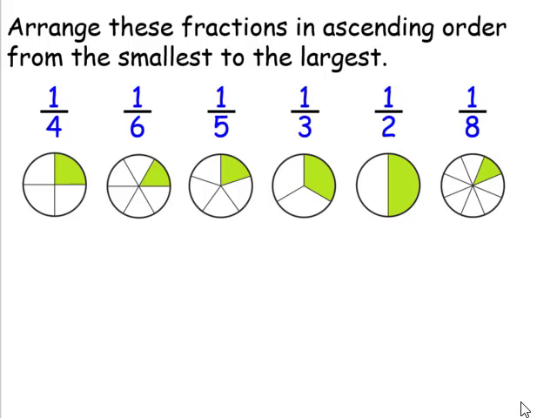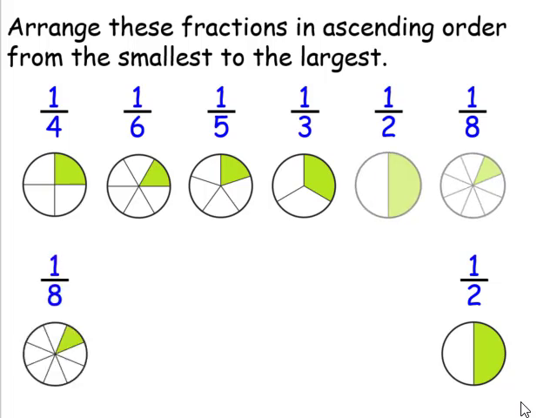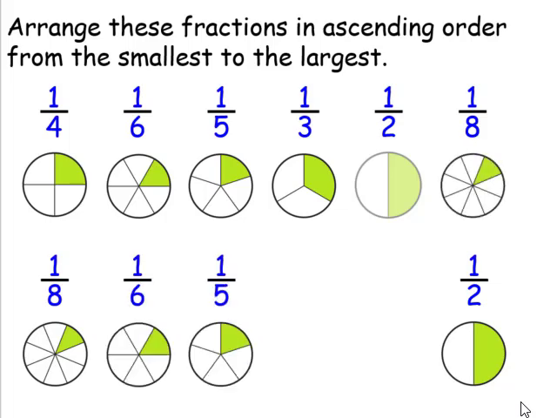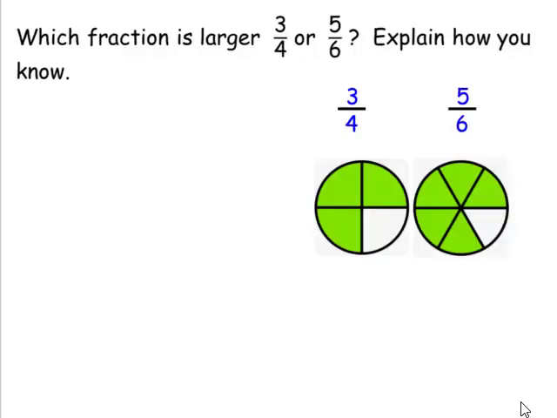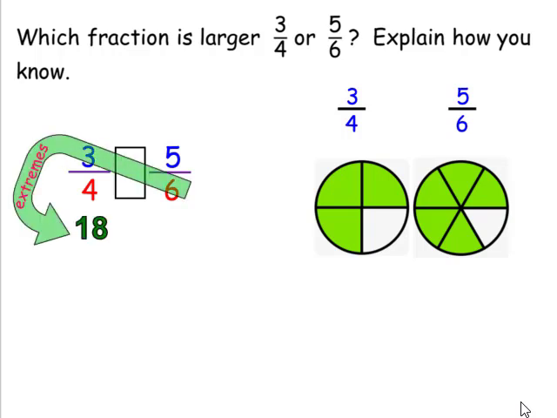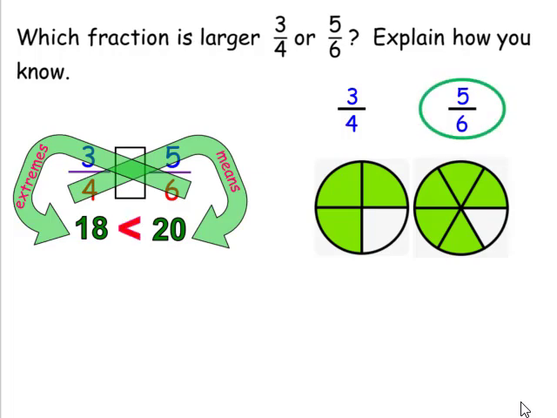By looking at this particular example, we should know that 1/2 has the greatest amount of lime green. This would make it the largest fraction, while 1/8 would have the least amount of green, followed by 1/6, then 1/5, 1/4, then 1/3. Without visualizing the size of these fractions, we could cross multiply. 6 times 3, which is 18, 4 times 5, which is 20. Since 18 is less than 20, 5/6 is the larger fraction.